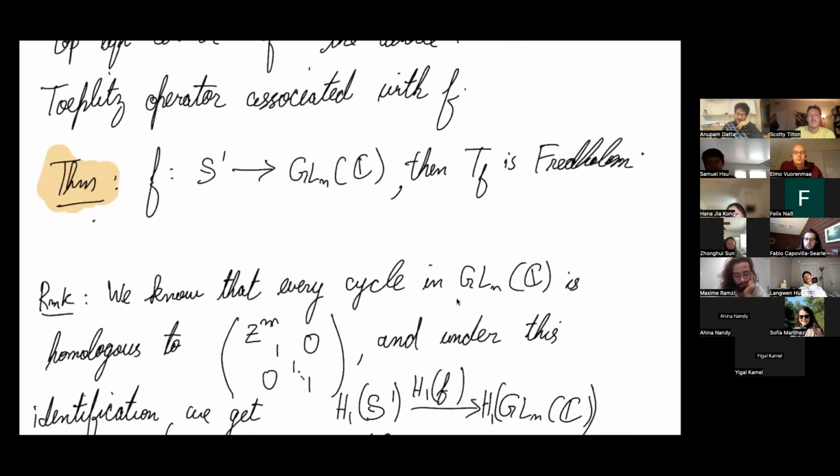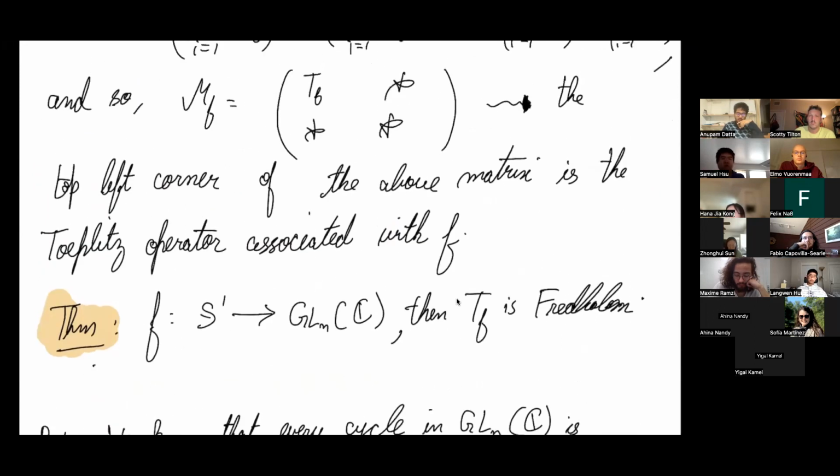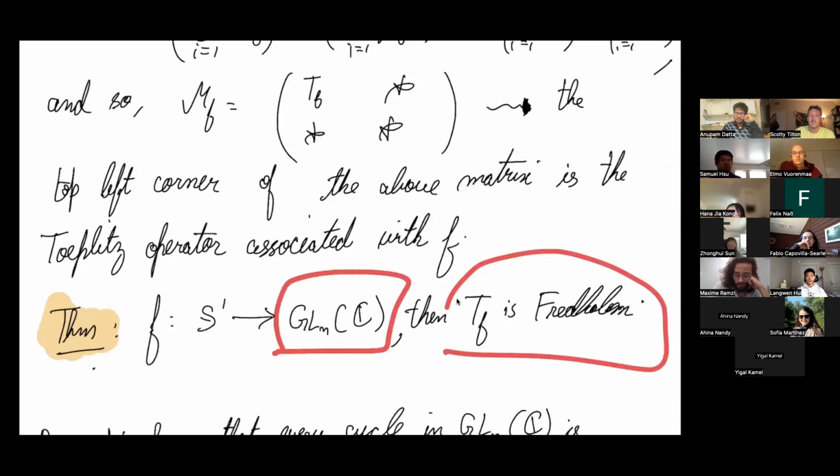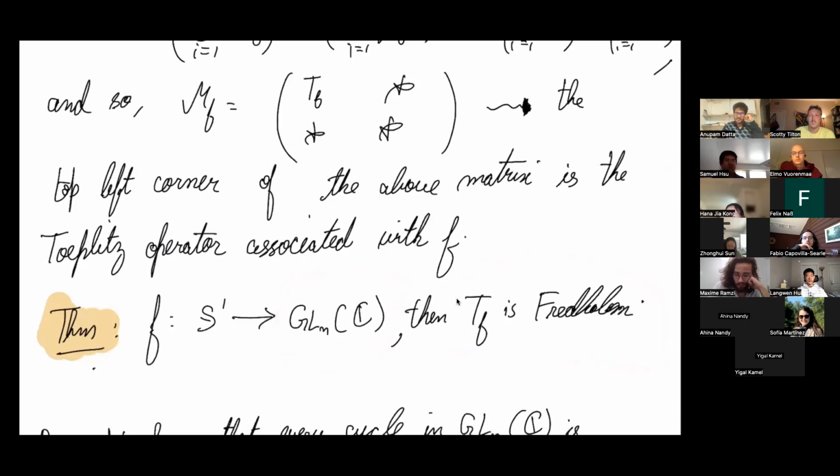And the point is that this theorem is what we will need eventually: if you have a map from S1, the unit circle, to GL_n(C), then T_F is a Fredholm operator. So recall previously we were taking values in M_n(C), which had non-invertible matrices as well. Then we don't say much, but the point is if you land in the space of invertible matrices, then the associated Toeplitz operator is Fredholm.